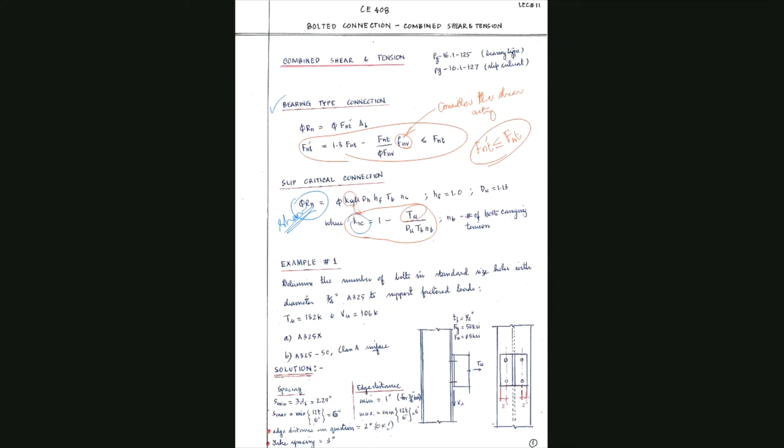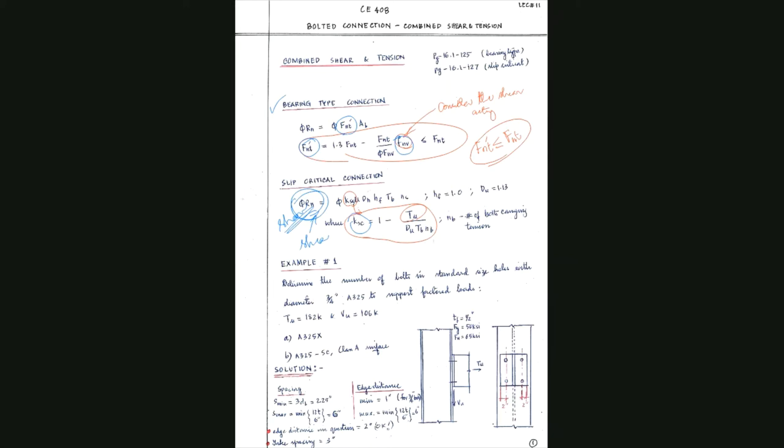In the bearing type of connection, we considered the reduction in Fnt because of the shear through a term called Fnv, and we have a reduced value of Fnt called Fnt prime. But in the case of slip critical connection, we consider the capacity in terms of shear. So shear is reduced by a term called KSC, and this KSC is dependent on the tension acting. Okay, so as we progress through the problems, I hope the idea will be clear to you.